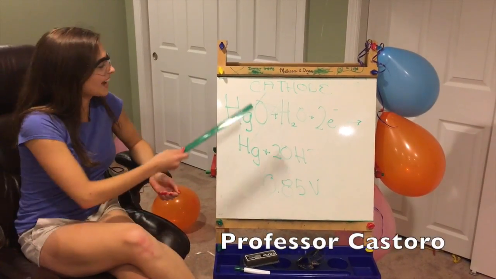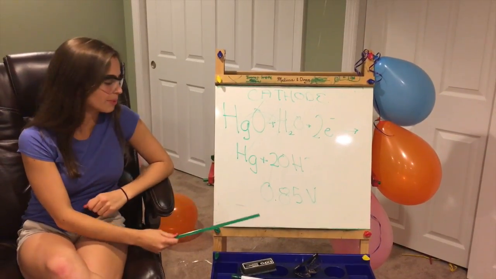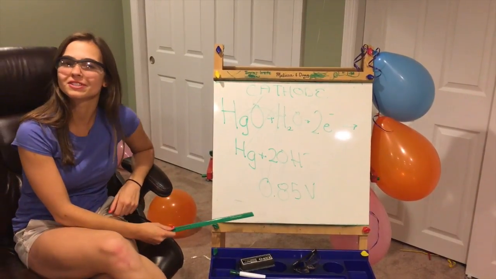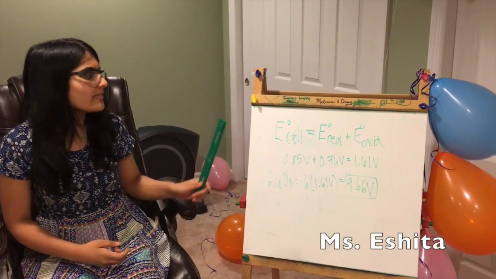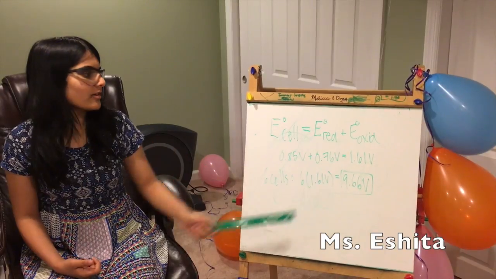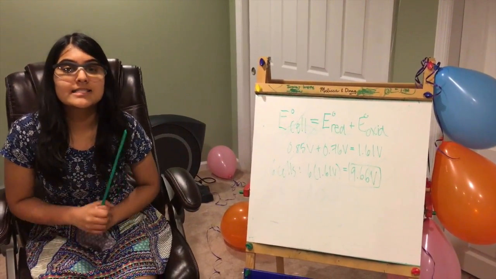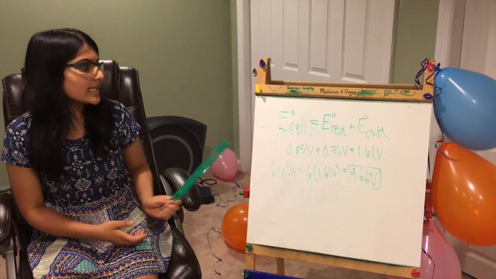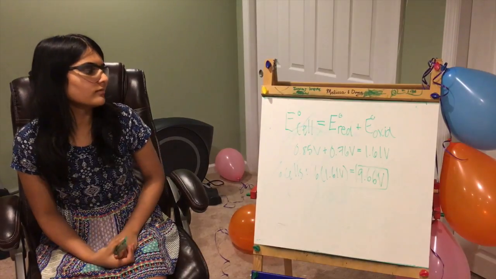Now for the reduction in the cathode. Mercury oxide is being reduced to yield a reduction potential of 0.85 volts. In order to find the standard potential for the entire cell, you must add the values of the cathode and anode together. One cell is 1.61 volts. However, since Walter combined 6 cells, we must multiply this number by 6, and you get the final overall cell potential of 9.66 volts.